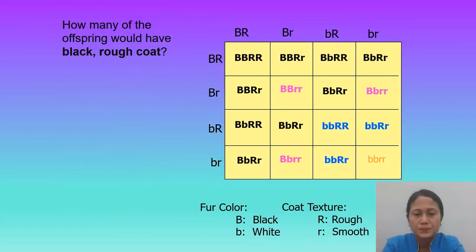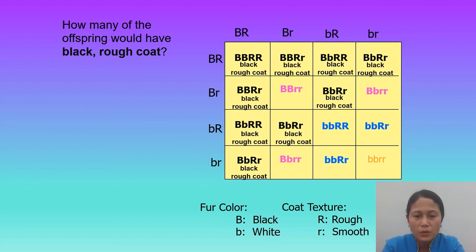So let's see. So first, let's answer how many of the offspring would have black rough coat. So you will see that's all those written in black, black rough coat. So what's the determiner here? As long as you have one big B and one big R, then you will have black rough coat.